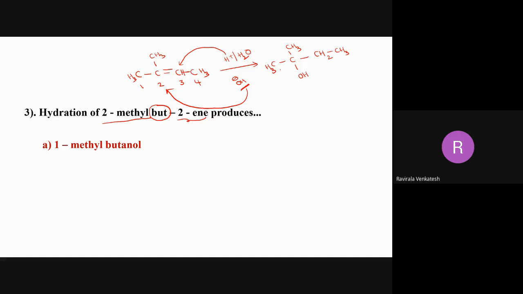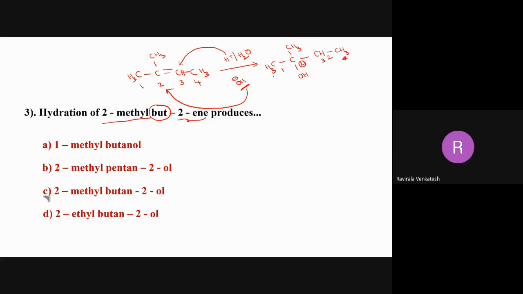Now definitely the numbering must be done from here only. Because if you number from the other side, what happens? We get 2. But if you number from here, we get 3. So it will be 2-methyl butan-2-ol. So the answer will be what here? 2-methyl butan-2-ol. So which option is correct here? Third option. 2-methyl butan-2-ol will be the right answer.